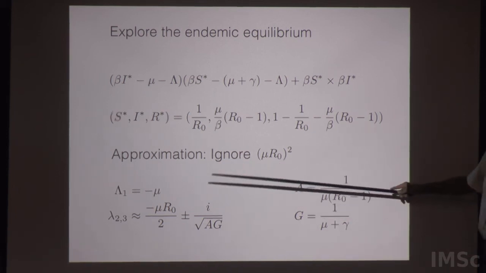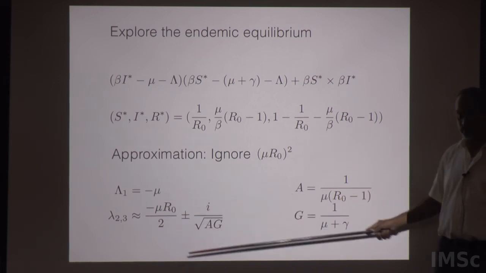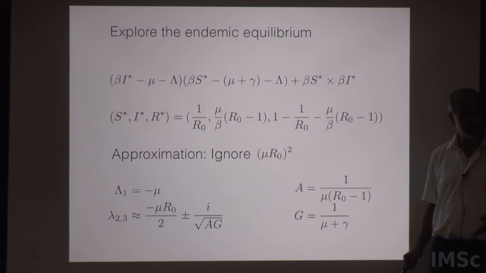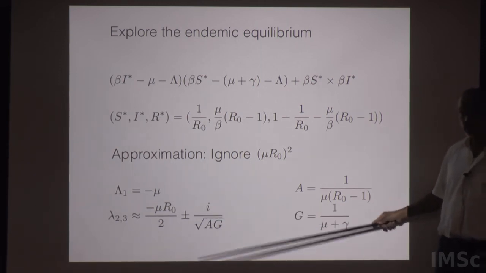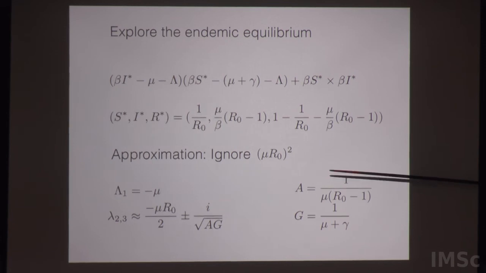And then lambda 1 is always of course equal to minus mu, but lambda 2 and 3 take this particular form. It is minus mu R naught by 2. So that quantity is always negative because mu and R naught are always positive. But this term here is a sum plus or minus of a complex part, which is i times the square root of A G, where A is this form and G is this form here. It just follows from analysis, which you can actually do.